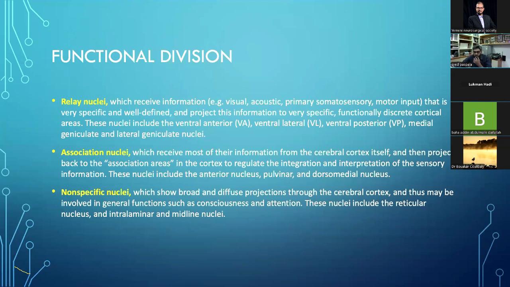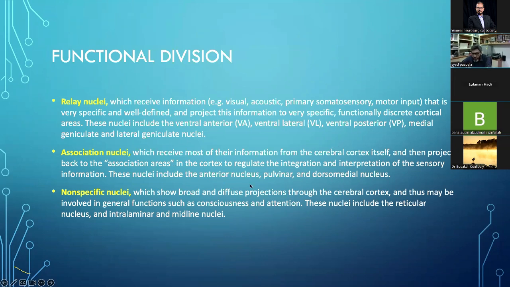When you look at the functional division, the nuclei are divided into three types. First, relay nuclei, where it gathers information. Except for the olfactory sensation, all other sensations will be carried to the thalamus. It gathers information and then processes it. Most of the nuclei in this group are the ventral anterior, ventral lateral, ventral posterior, and the medial geniculate and lateral geniculate nuclei.